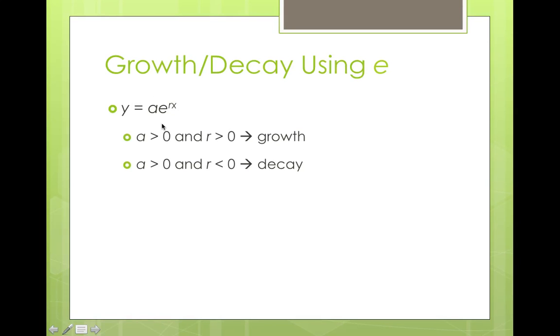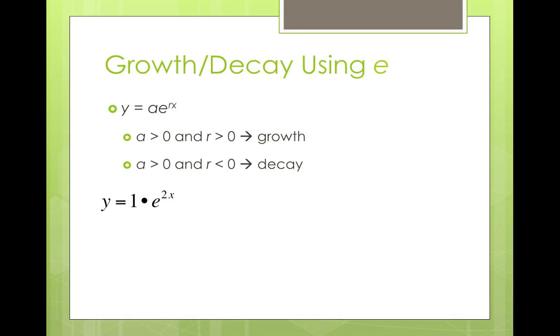So how do we know when it's growth and when it's decay? It all depends on the r. Our a value that's out in front still always has to be positive. But the r value is what's going to tell us whether we have growth or decay. If the r is positive, then we're talking about growth. If the r is negative, we're talking about decay. And let me show you why that works.